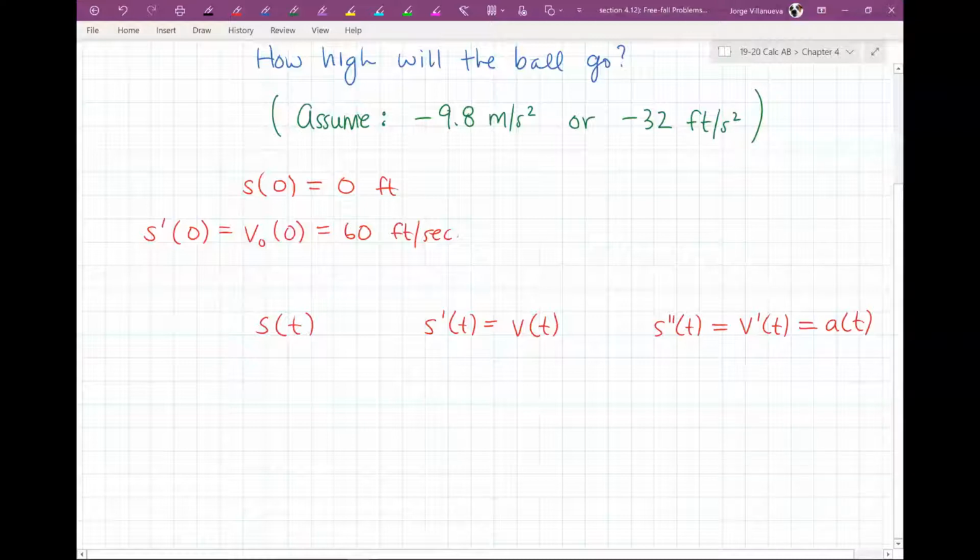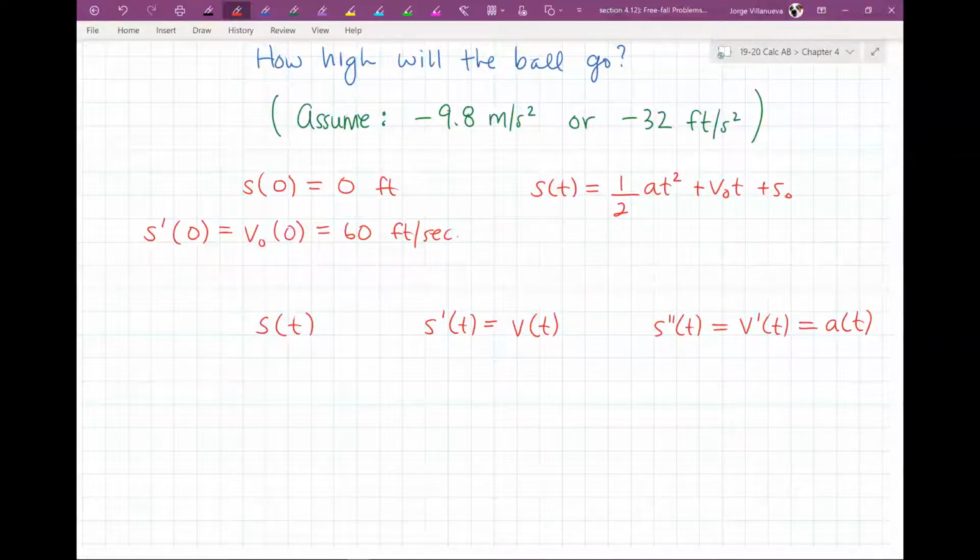Now, just so you guys know, there is a position function that you're supposed to know that looks like this. If you've taken physics, this will look familiar. Okay, so that's half times the acceleration due to gravity times time squared plus the initial velocity times time plus your initial height. Okay, but you're not supposed to know that. So how are you supposed to get that equation if you've never seen that equation?